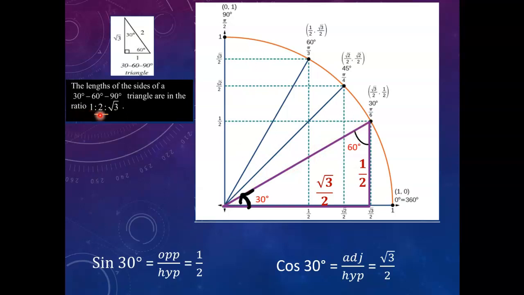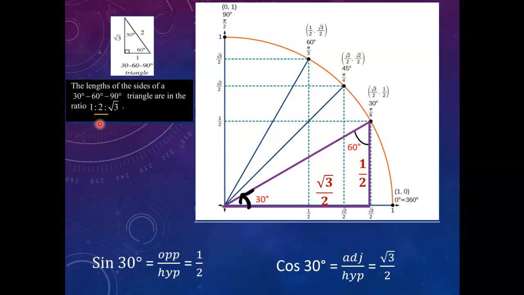Now, the question here is, if this part of the ratio, 2, is the hypotenuse of the 30-60-90 degree triangle, at the same time, the radius of the unit circle, this part must be made 1. And so, how do we change 2 to 1? What operation can be applied to 2 to make it 1? So, we divide 2 by 2 to make it equal to 1.